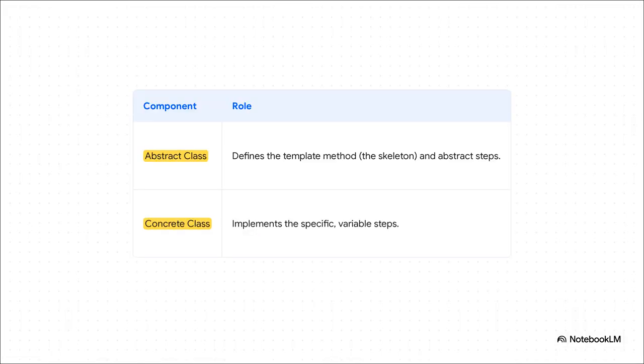When you get down to it, this pattern has two main players. First, you've got the abstract class. Think of this as the project manager. It holds the master blueprint, the template method, and it knows exactly what steps need to be done and in what order. Then you have the concrete classes. These are like your specialized workers. They inherit that blueprint and get to work implementing the nitty-gritty details of each specific step.